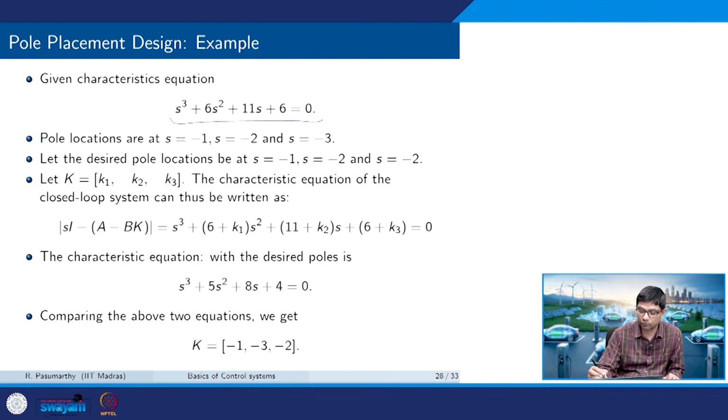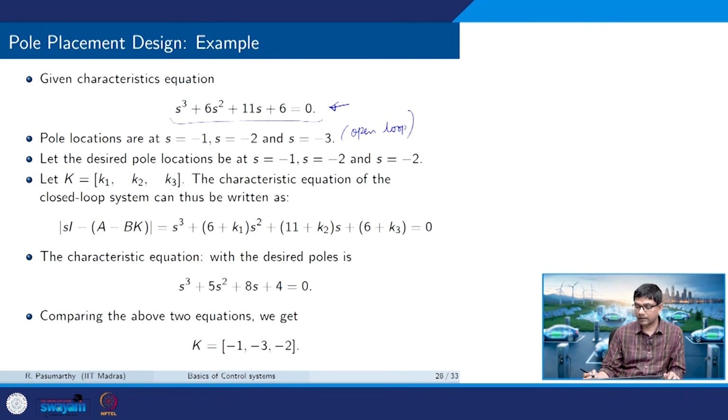Okay, now given this is my characteristic equation, right? I want my closed loop to behave like this, right? Which means that I want my closed loop poles to be at s equal to -1, s equal to -2, and s equal to -3. Okay, or maybe I start with a problem where I have poles. So these are my open loop poles.